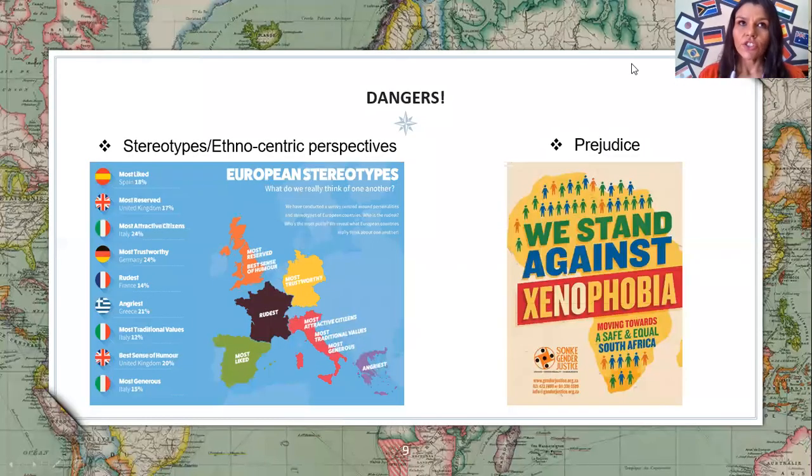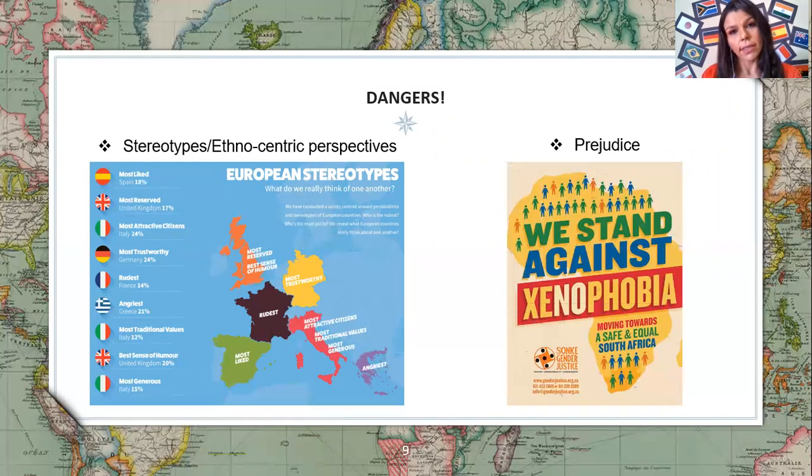What are the dangers of cultural changes? In this map, we can see that Spain is related to most likable. The United Kingdom is related to most reserved. Italy is related to most attractive. Germany is related to most trustworthy. France is related to rudest.